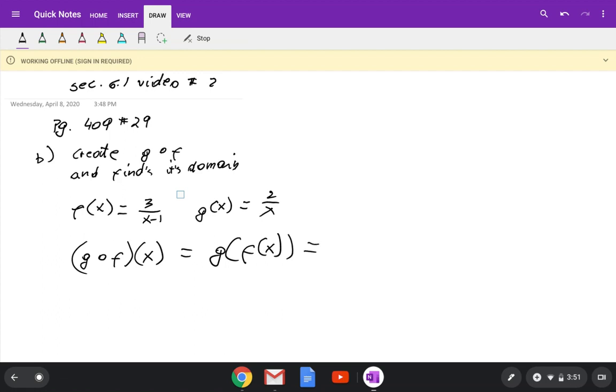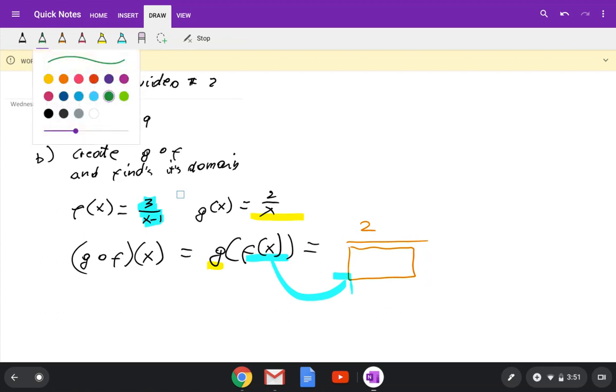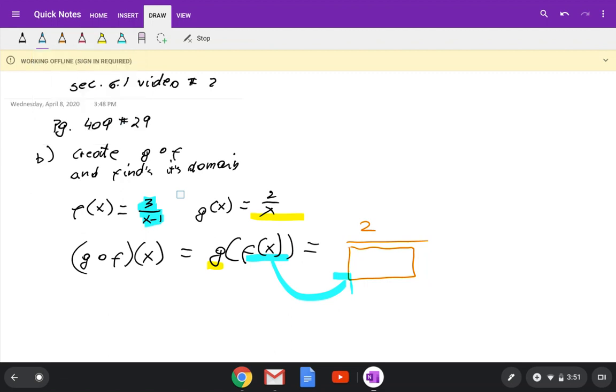Now function g is outside right now. Okay, so function g is outside. So I'm going to copy the equation of function g. So we have 2 over x. However, where we used to have x, we're going to plug in function f. So function f replaces x of function g. Function f has the equation 3 over x minus 1, so we plug in that 3 over x minus 1.